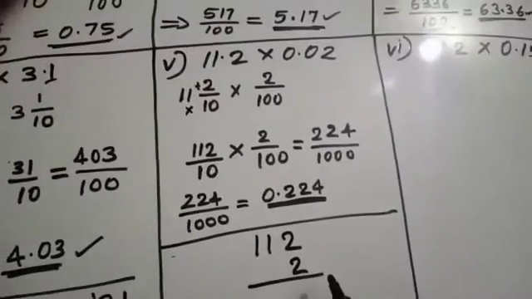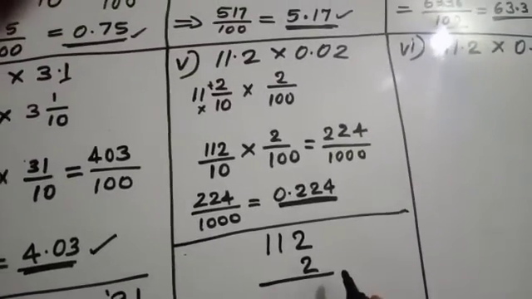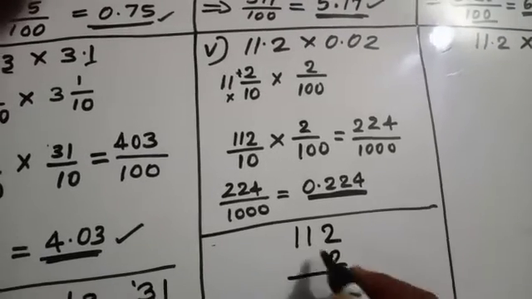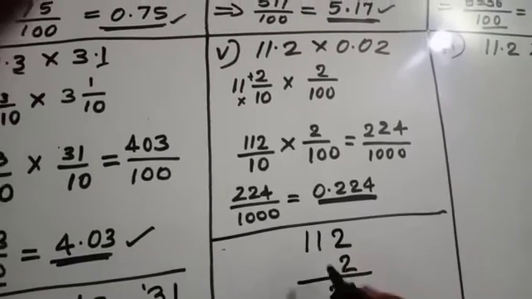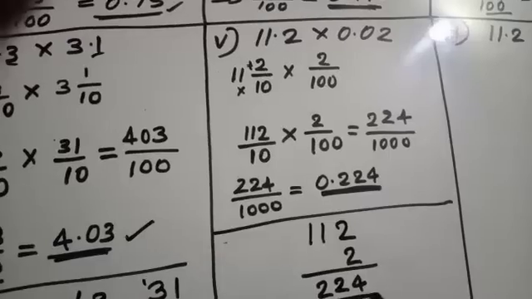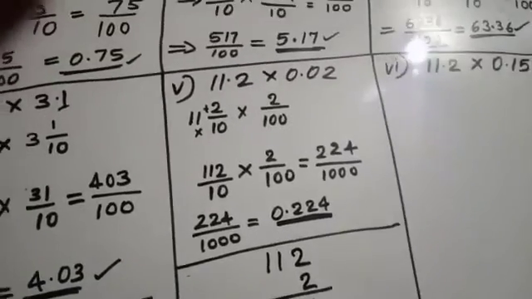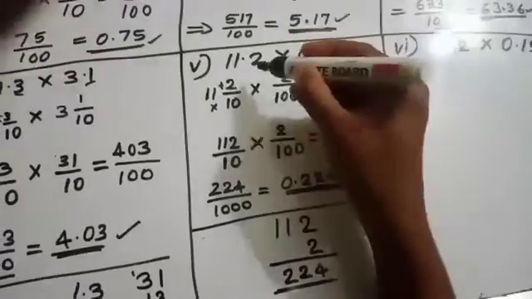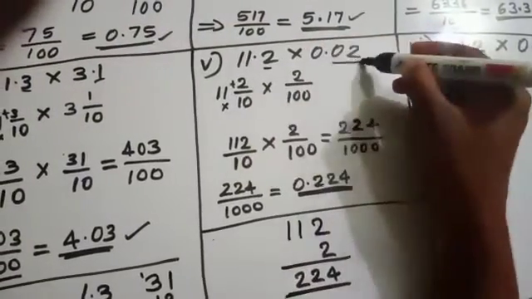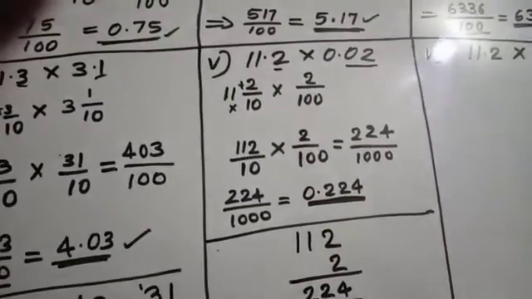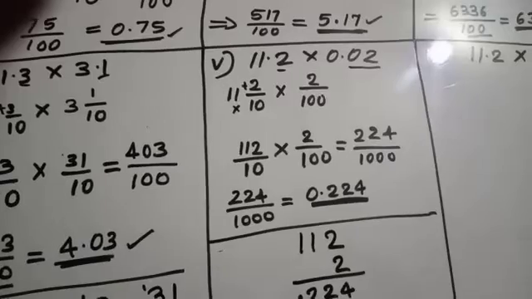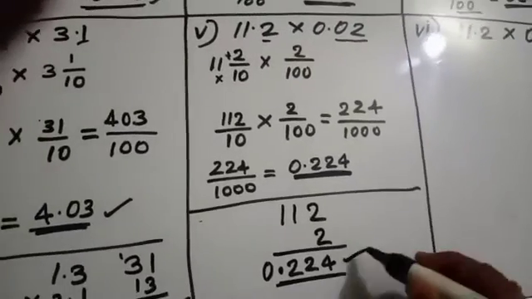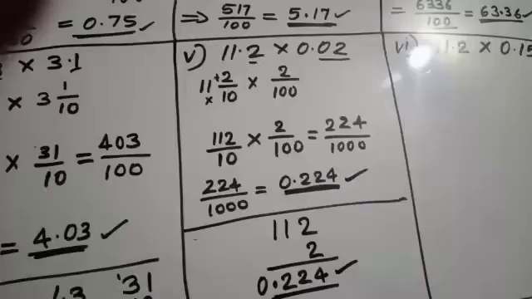So as I ignore the decimal places, I have taken 112 and 2. 2 twos are 4, 2 ones are 2, 2 ones are 2. You have got 224. But calculate that after multiplying, how many decimal places are there? Here 1, here 2. There are 3 decimal places. So we have to leave 3. Then the answer is 0.224. So we have got both the same answer.